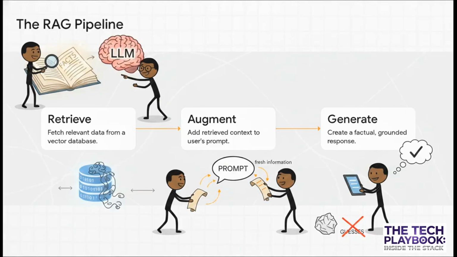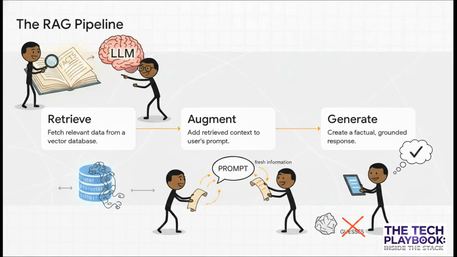RAG is essentially like giving our LLM a strictly monitored open book test. The pipeline works in 3 very clear steps. First, when you ask a question, the system searches, or retrieves, relevant real-time data from a secure digital library, often called a vector database. This is just a super efficient way to store information so an AI can find exactly what it needs, based on meaning, not just exact keywords.